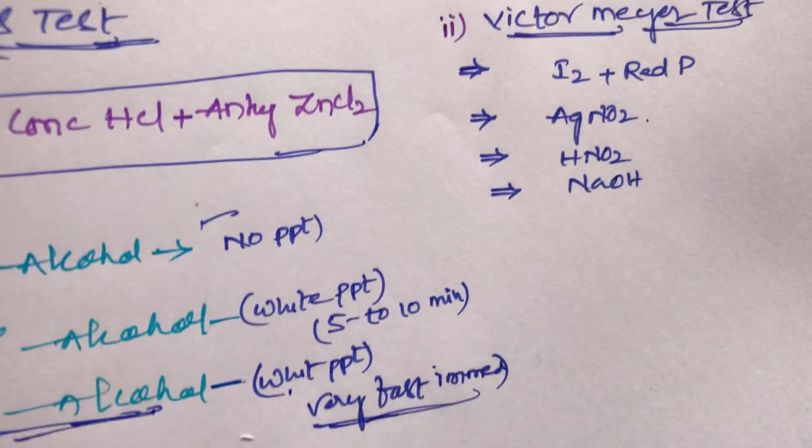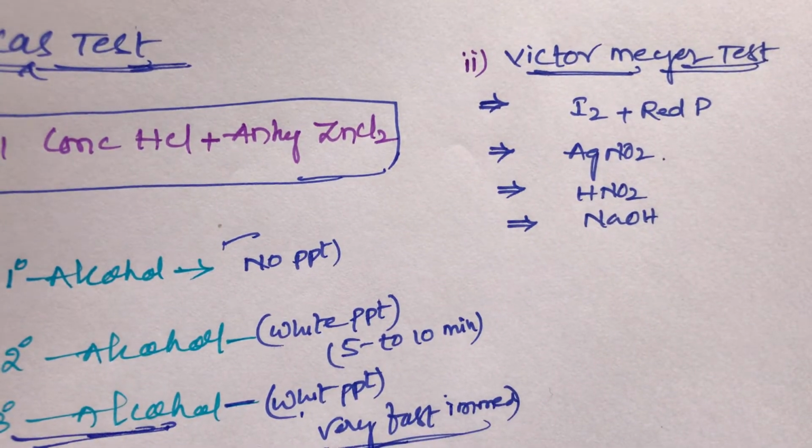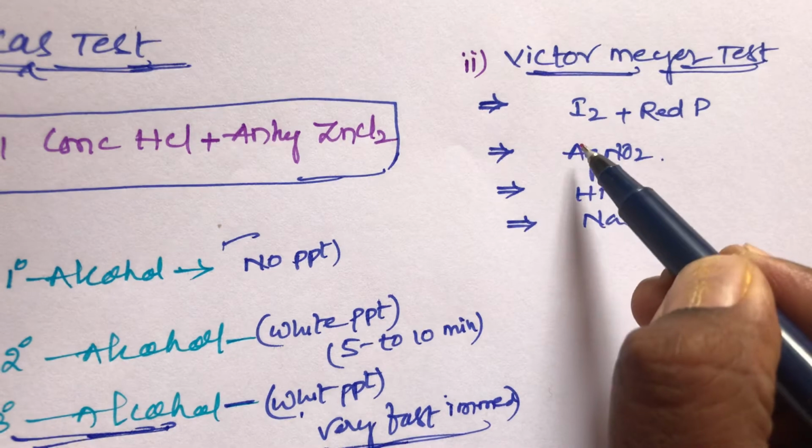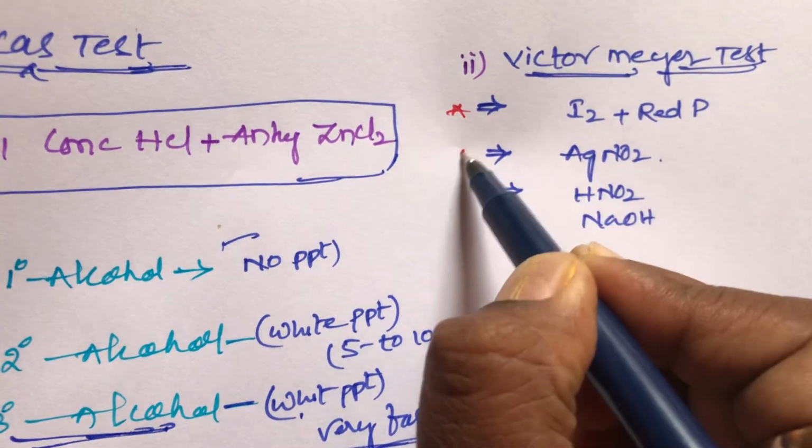Now take the second one. What is the second one, student? That is the Victor Meyer test, student. In this Victor Meyer test, 4 reagents are there, student.